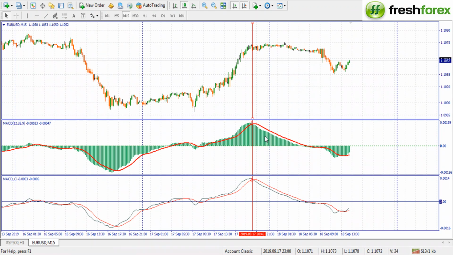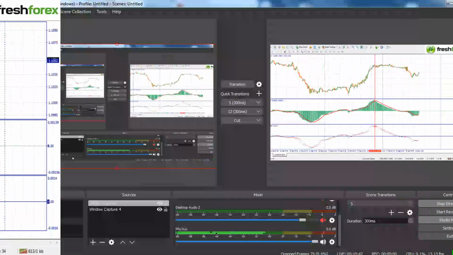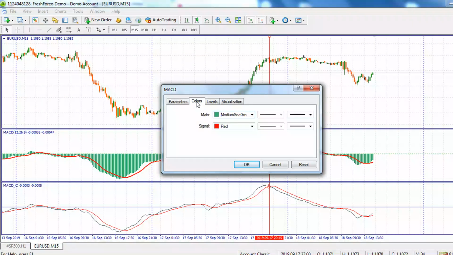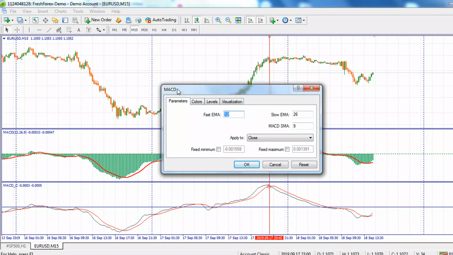So the best way is, if you are trading, stick to the default settings. Stick to these default parameters. Remain with them the way they are. Remain with this fast moving average. Let it be 12. Let this be 26. Then let this be 9. That's the correct way. Do not alter any of this.